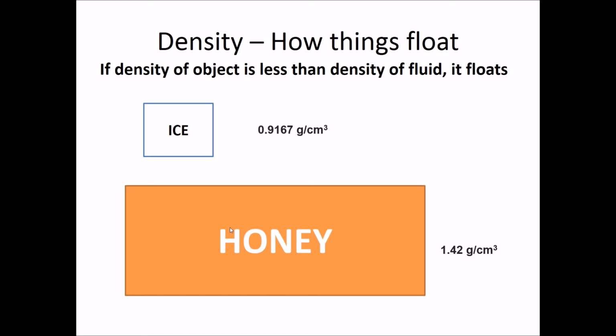Ice has a density of 0.9. It is lesser than honey, which is 1.42. So because ice is less dense than honey, if I put it in, ice will float on honey. Okay, which is great news for people who want to buy iced honey drinks.